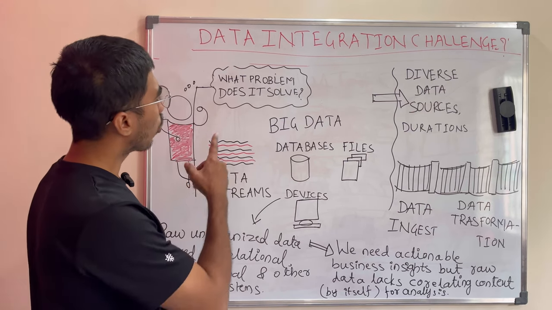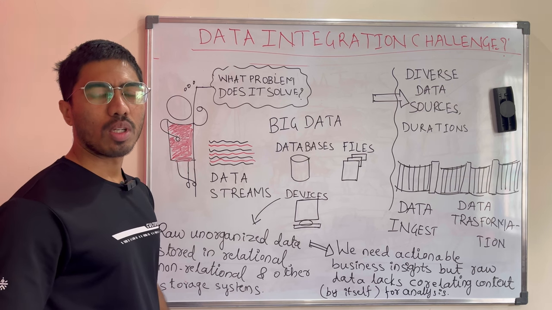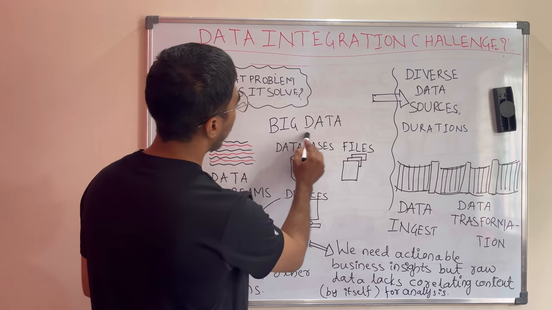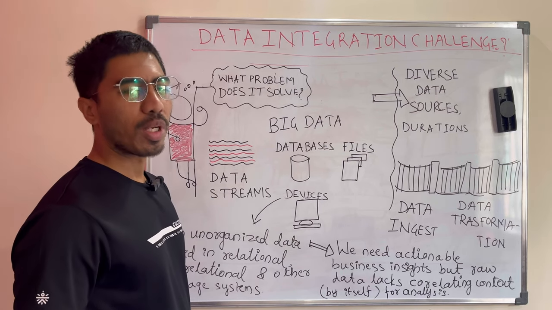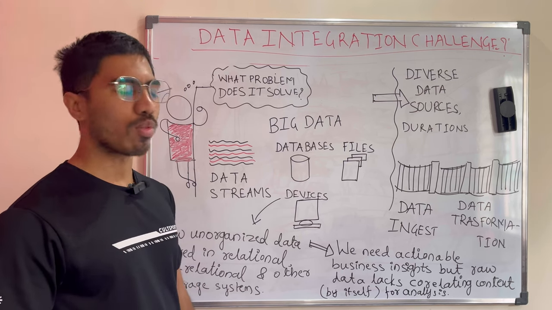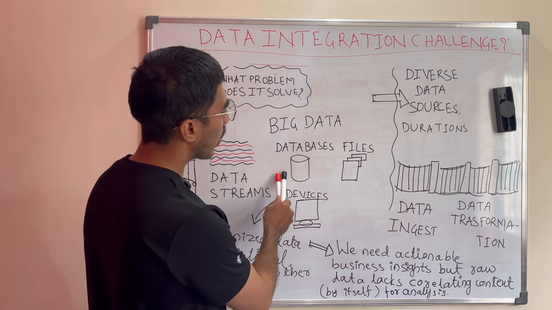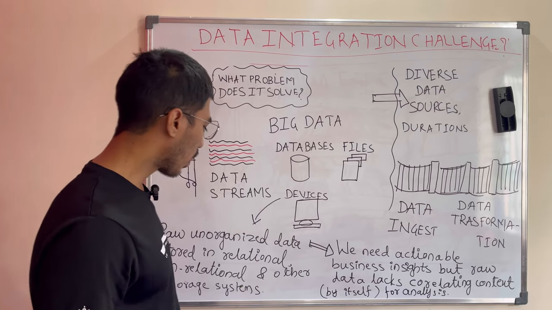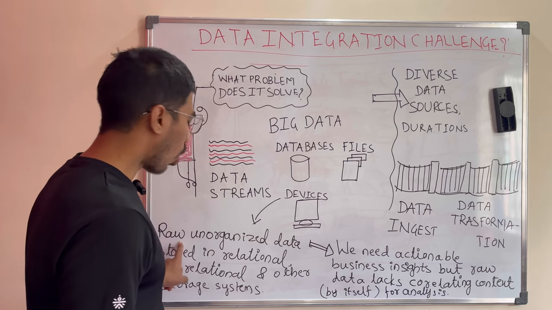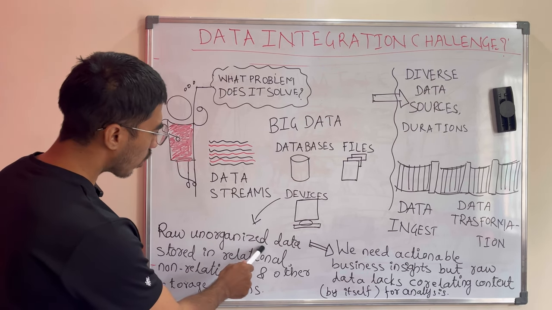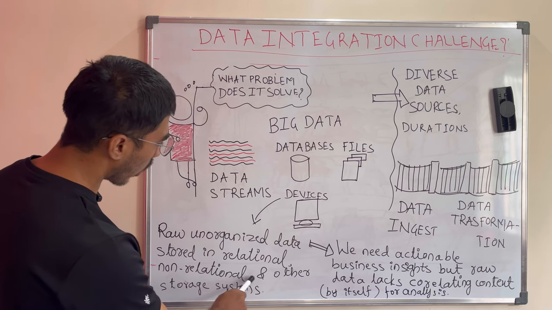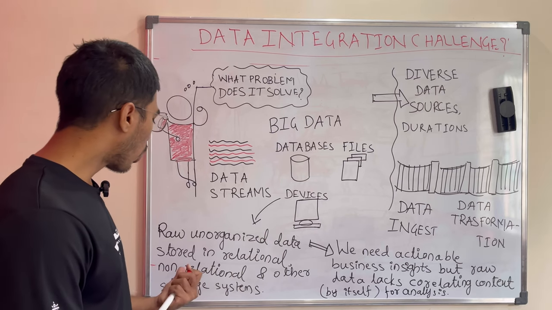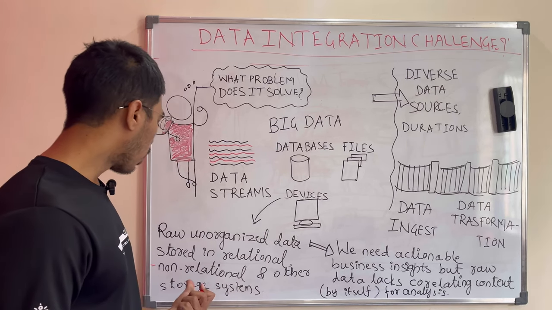Azure Data Factory, what problem does it solve? Let us understand what is the problem here. The big data, we are getting the data, that is big data, from different streams. For example, we get data from databases, different type of files and devices. That data is raw data, unorganized data stored in relational, non-relational and other storage systems.